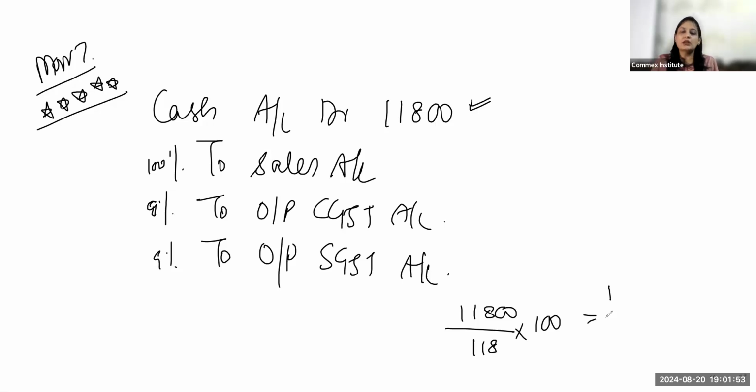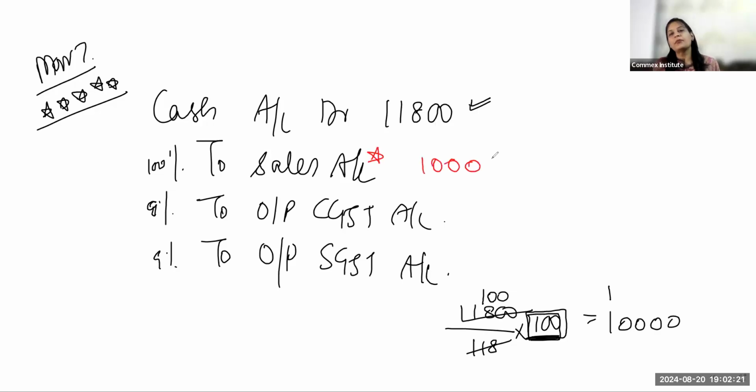Now we are applying the unitary method. So 11,800 divided by 118, multiplied by 100, I'll get my 100% sales. तो ये तो आपका सीधा सीधा आ जाएगा. So my sales is 10,000. 100%, this 100% I'm getting this figure. So 100% is 10,000, मेरा sales कितना हो गया? 10,000. फिर इसका 9% ले लो. 900. वैसे भी आगे 18%.